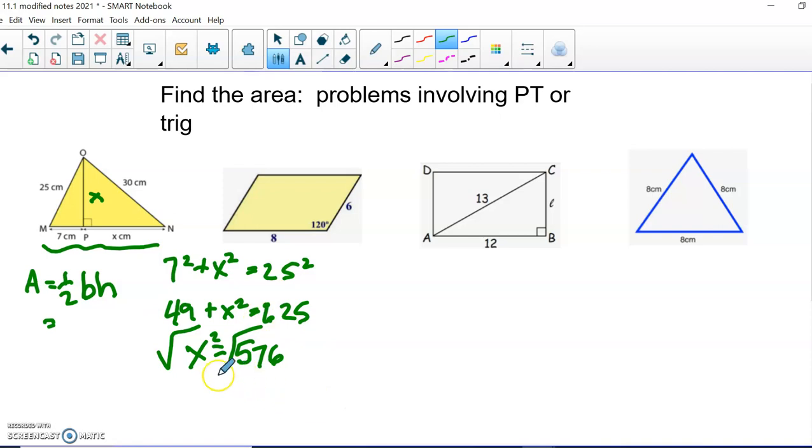It looks like our height is going to be 24. All right, so far so good. So I'm going to go ahead and put that in for my height. Now I need the rest of the base.